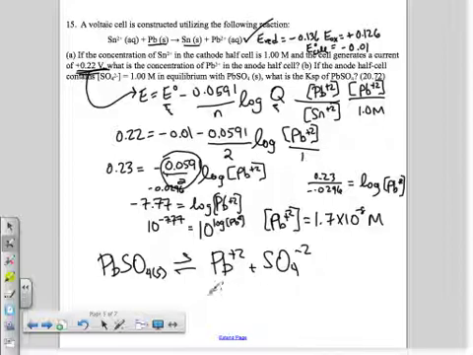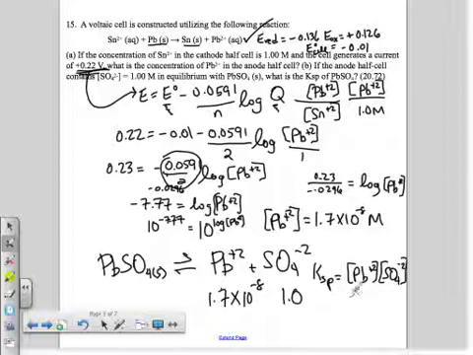Well, I do. I just figured out the concentration of lead, and they told me the concentration of sulfate. I'm going to plug those into the Ksp expression, and it is just 1 to 1, so there are no exponents. So Ksp is equal to essentially 1.7 times 10 to the minus 8, because I'm multiplying 1.7 times 10 to the minus 8 times 1. Little chapter 17 review as well.